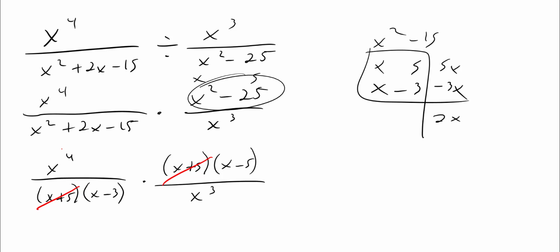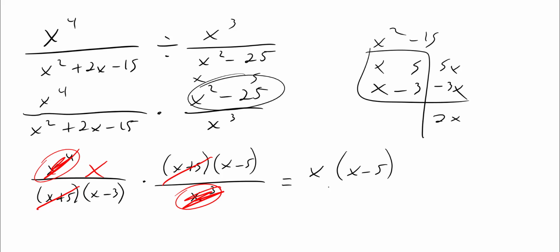Okay, now you have a battle between these two, and who wins? That's with x's. Well, the top wins by 1. So that's out of here, and that's just x to the 1, or x. And that's it. That's all I have to cancel out. So it's x times x minus 5 over x minus 3.